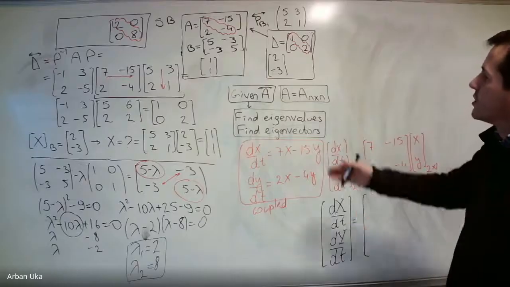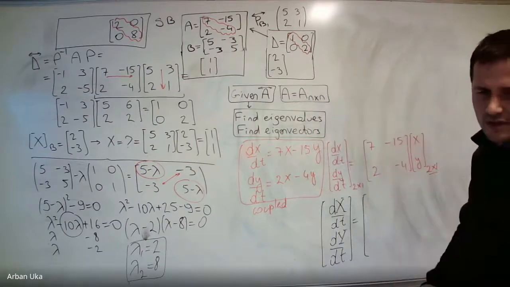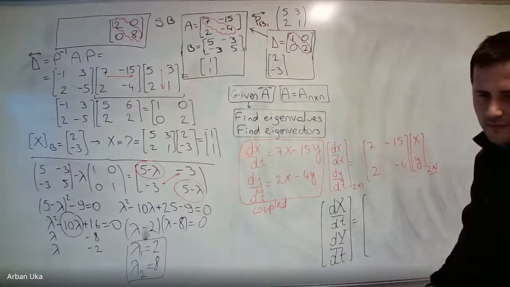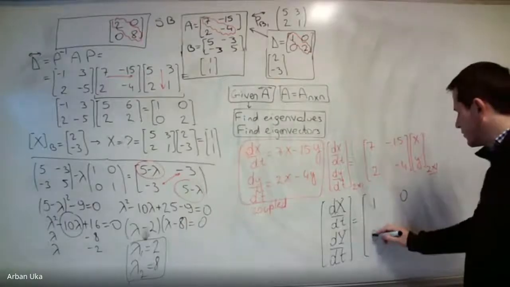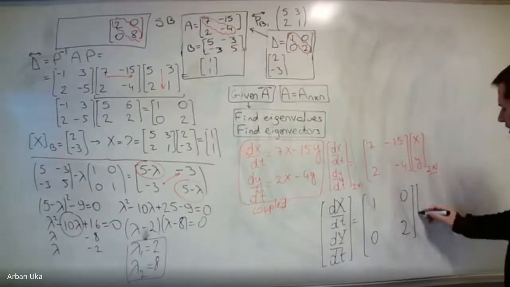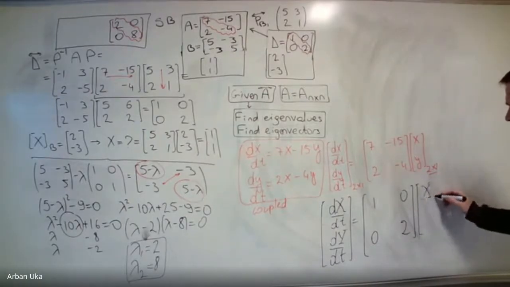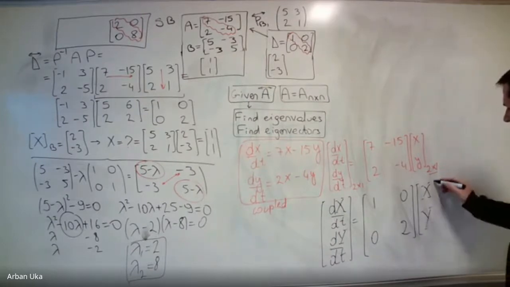Have a look at the board. It's written on the board. What is this matrix? Is it 1, 0, 0, 2? Exactly. Yes, this is 0, 2. So it's a diagonalized matrix. We transformed and diagonalized it, okay? And this is as a function of capital X, and here we have capital Y, okay?